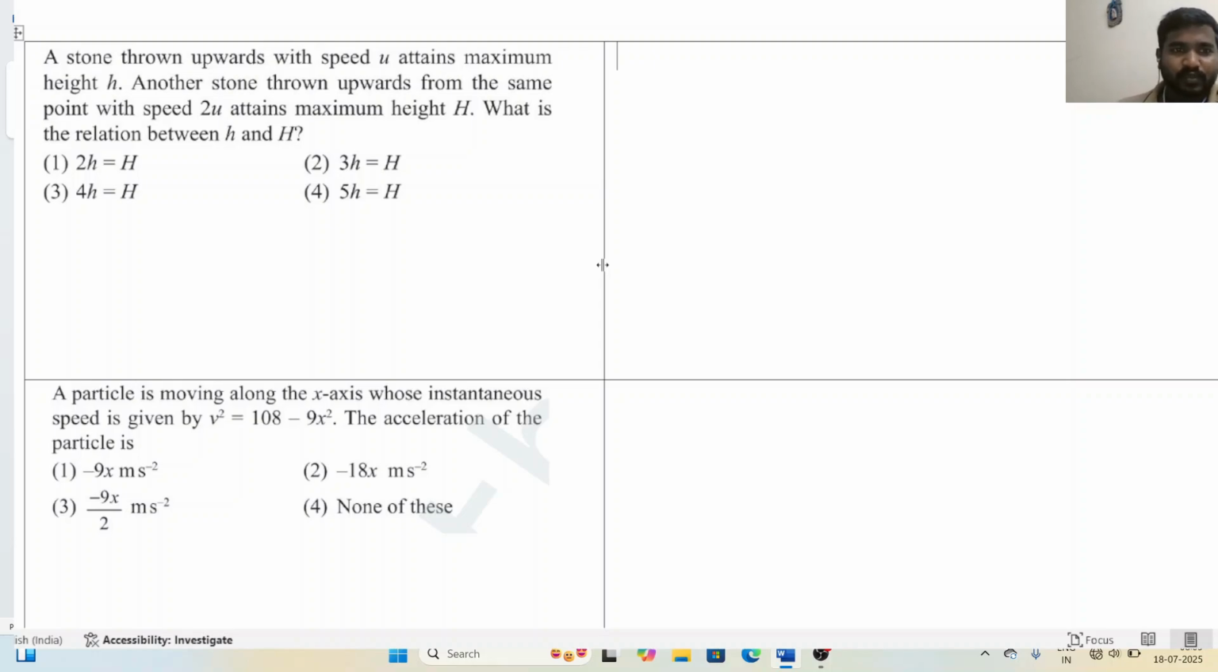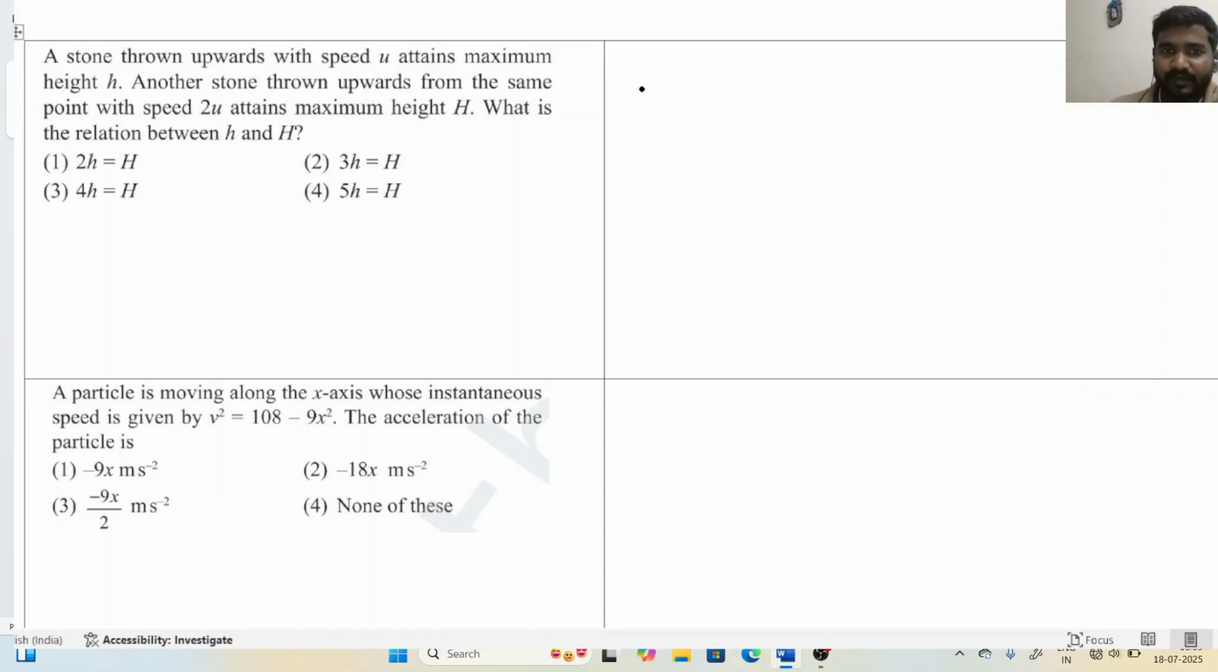In this problem, a stone is thrown upwards with the speed u and attains maximum height h. Another stone is thrown upwards from the same point with the speed 2u, and attains maximum height capital H. What is the relation between small h and capital H? That is what they are asking. Now here you can see.